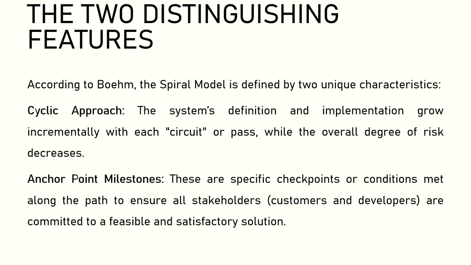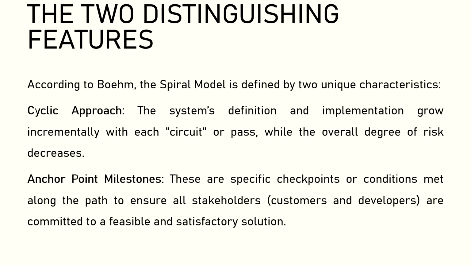So there are two distinguishing features. According to Boehm, the spiral model is defined by two unique characteristics. The first one is that it has a cyclic approach. The system's definition and implementation grow incrementally with each circuit or pass, while the overall degree of risk decreases. Later I will show you the shape of the spiral model, in which we have different circuits. Every circuit is like an iteration that we have seen earlier, a pass.